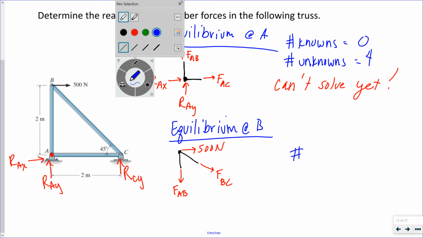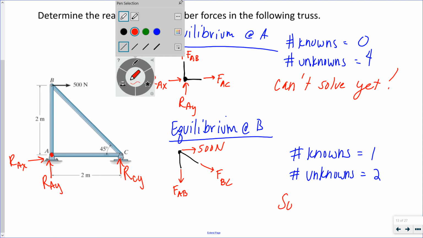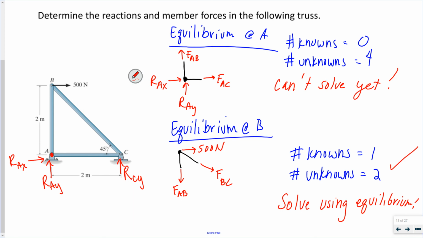How many knowns do I have? I have one known, right? That 500 Newton is a known force. How many unknowns? 2. I can solve using equilibrium, right? I have at least one known and at most 2 unknowns. So I can solve for equilibrium at joint B.